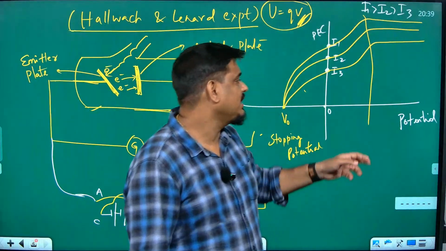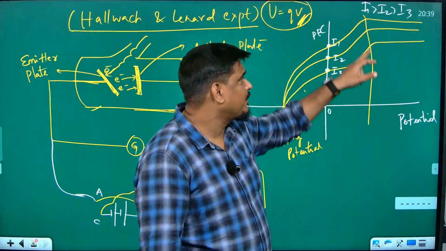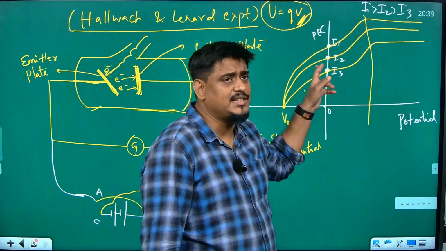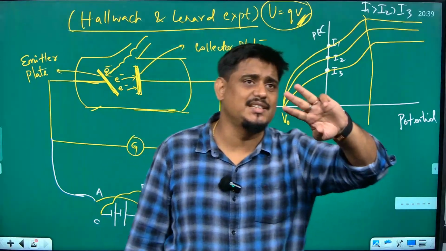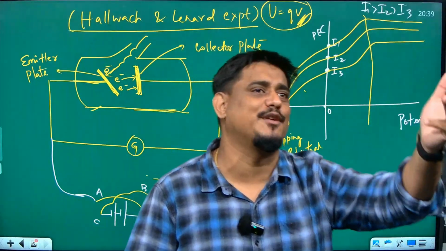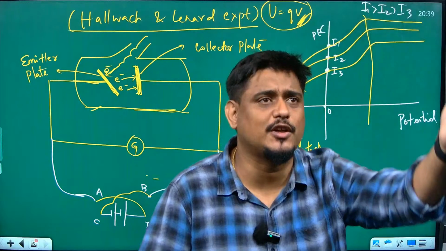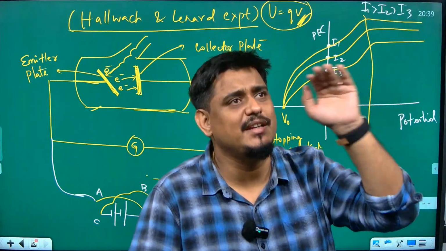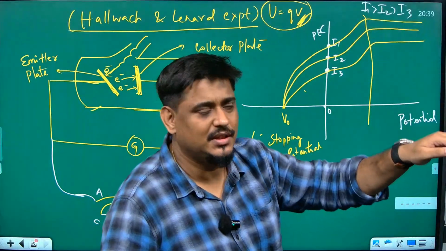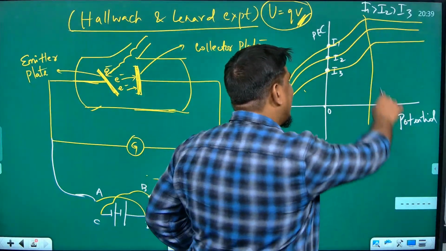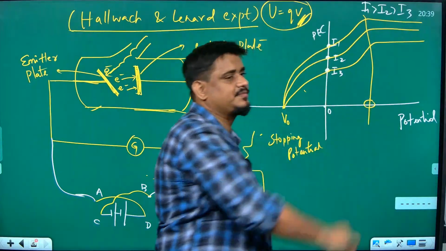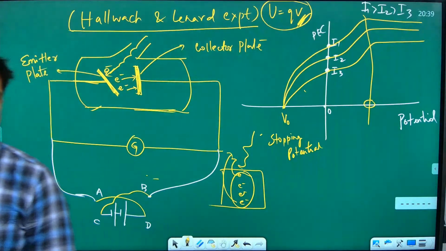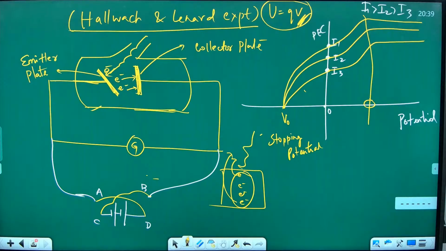And even though the potential is the same, why is the photoelectric current different for the 3 intensities? Because in these 3 intensities, the number of photoelectrons coming out is different. In I1 we have more photoelectrons, in I3 we have fewer photoelectrons. That's why they have different current values. But saturation takes place at a common potential only. I hope it is clear to you.